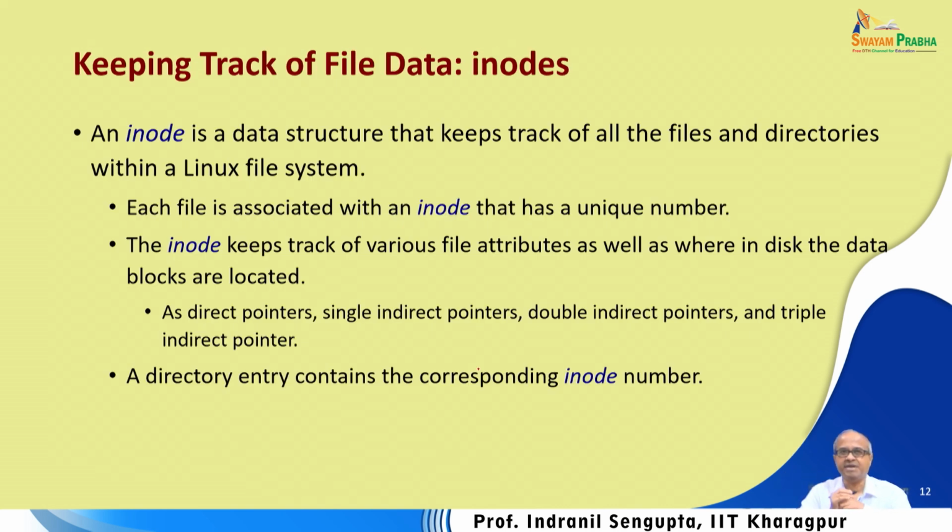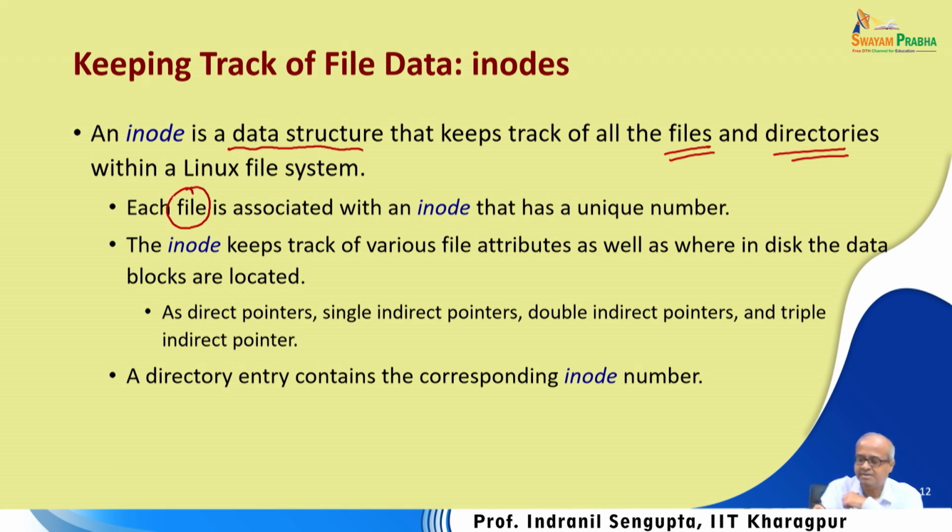Now, let us come to the inode, the index node. The index node keeps track of the file data. In addition, it keeps track of some information about the file. So, it is basically a data structure that keeps track of the files, and a directory is also like a file. I said it keeps track of all files and directories in Linux. So, every file or directory you create is associated with a unique inode. It has a unique number.